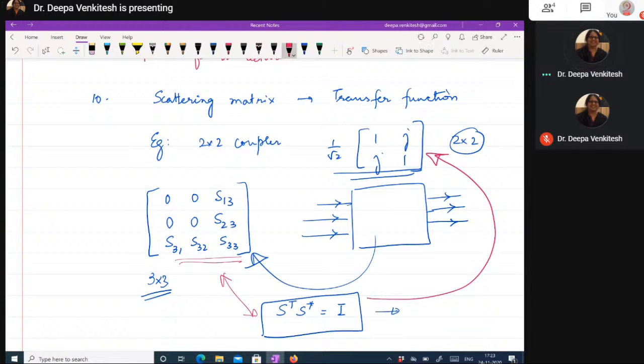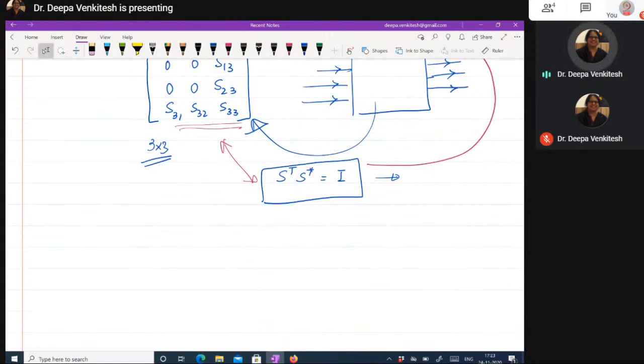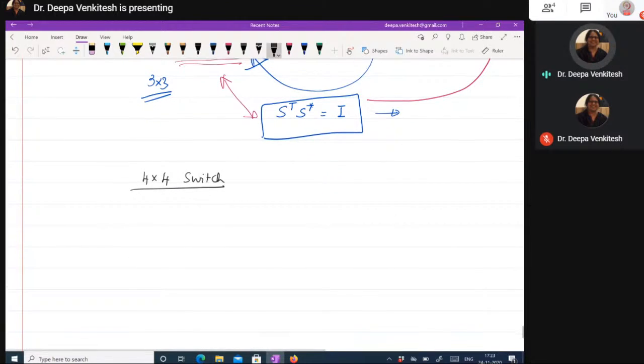The next one is a question on switch. Somebody told me that it is not taught in the class, but you can use the concepts that are taught in the class to calculate the answer for this question. So let me explain here. There is a 4 by 4 switch. Now, what is a switch? A switch is an extension of a directional coupler.